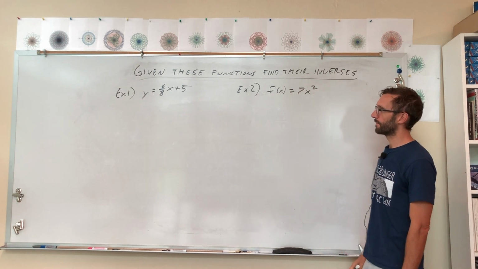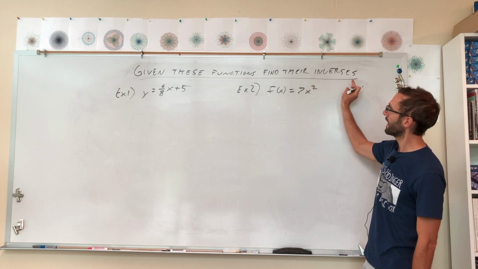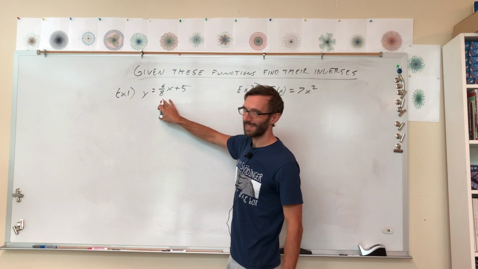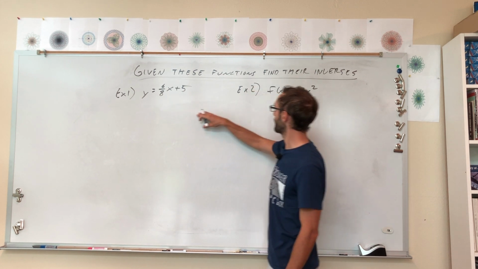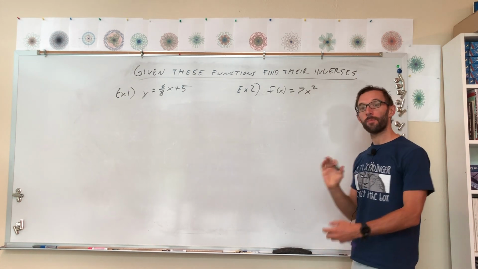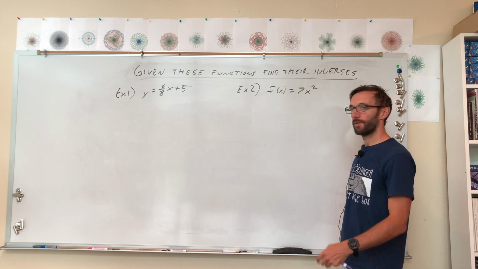Okay, here we have two functions, and given these functions, find their inverses. So example one, we have y equals 6/8 times x plus 5, whereas example two, f of x equals 7x squared. All right, pause the video and see if you can try it on your own and see if you can get the answer.